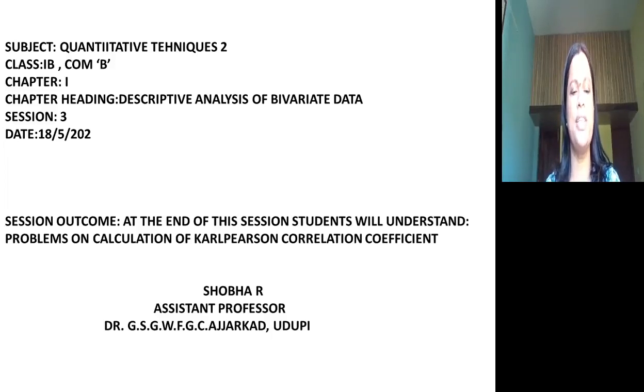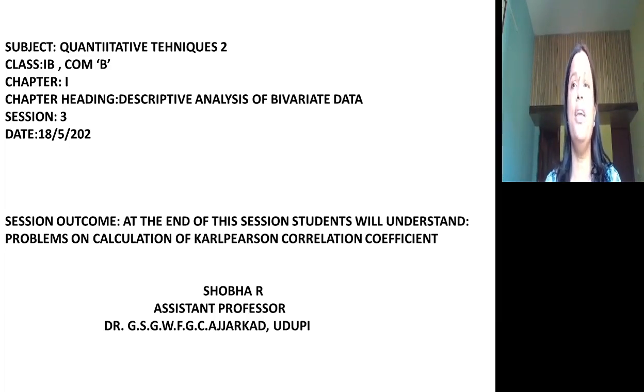In the last two sessions, we discussed in detail what correlation is, the types of correlation, and the calculation of correlation. Under calculation of correlation, we came to know that there are three methods to arrive at the correlation coefficient between two variables. The first one is the graphical way of presenting.